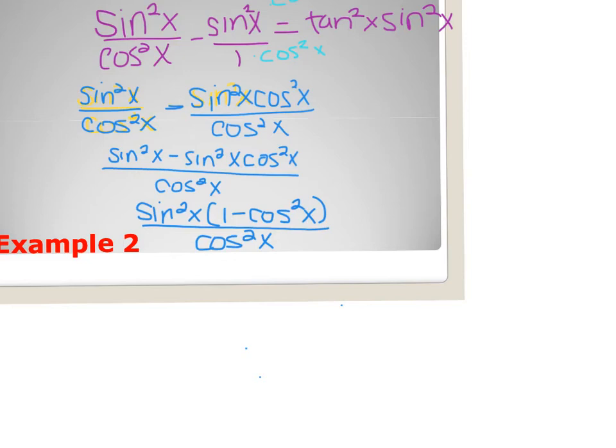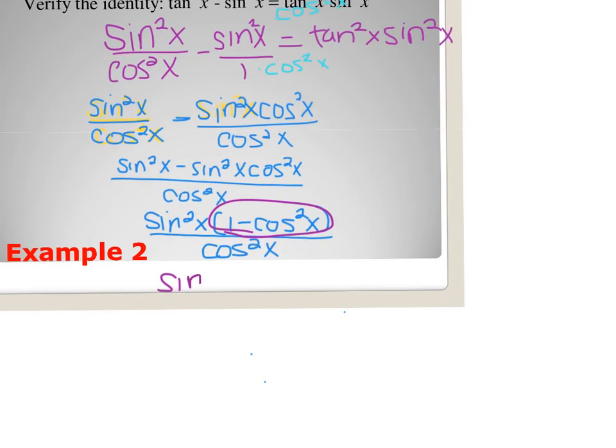That is an actual thing. I can't break that up. Isn't that the same thing as sine squared? Good. That's a Pythagorean identity, right? So this becomes sine squared. So now I've got sine squared. Yep.